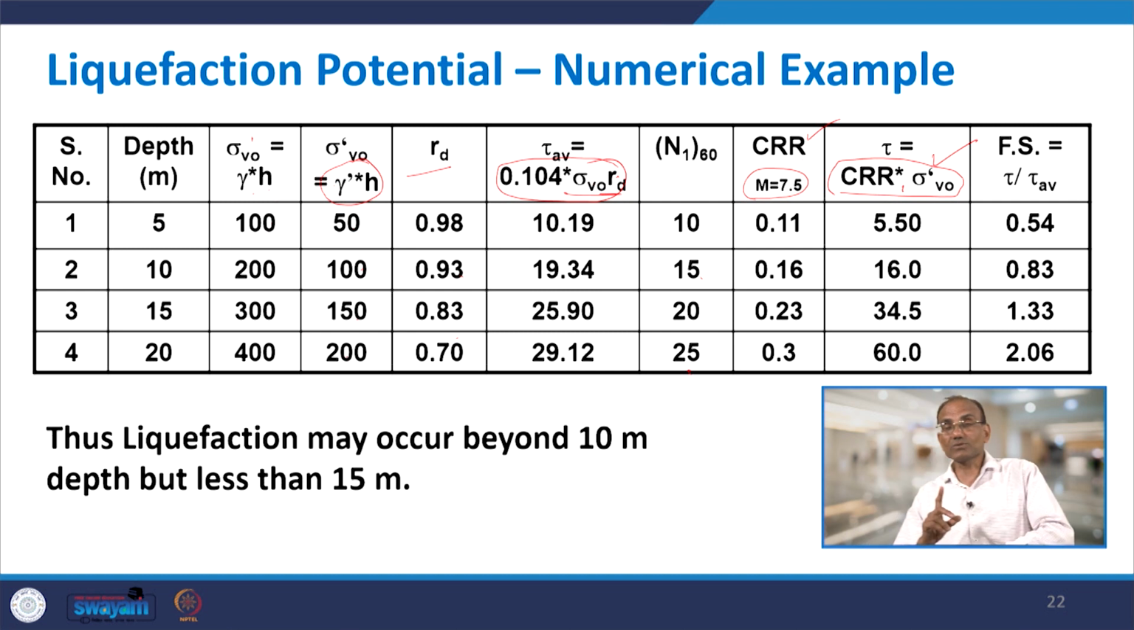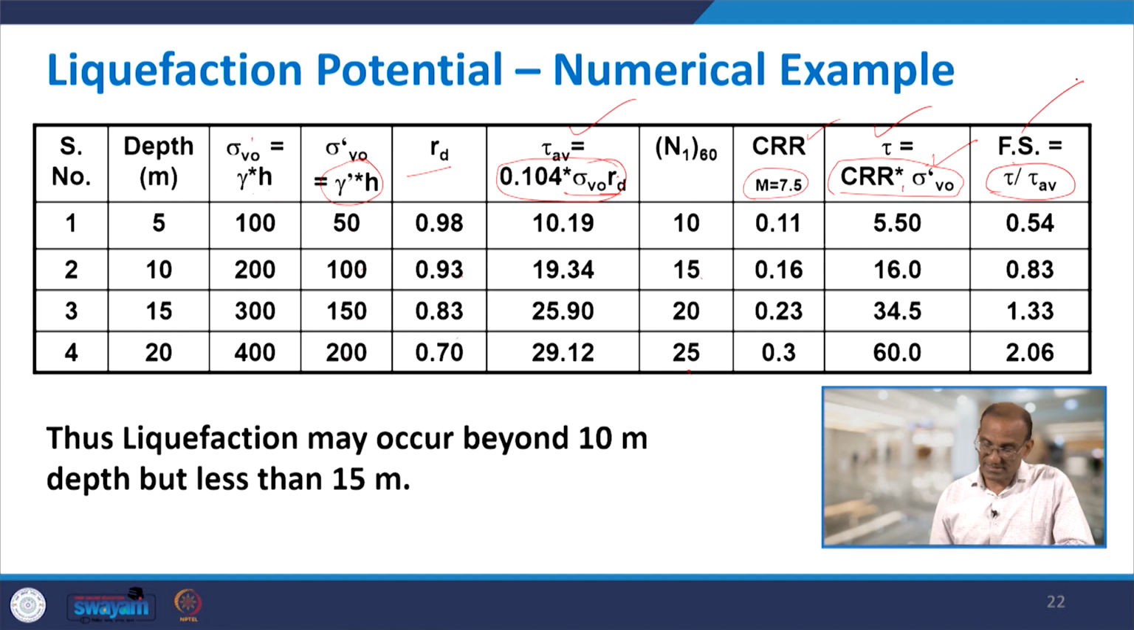At one place it is total. When you calculate the cyclic shear stresses caused inside the soil due to earthquake loading, then total overburden pressure will be used. But when you find the shear stress required to cause liquefaction, then you will calculate using effective overburden pressure. So, ultimately you have calculated this column and this column. The ratio of these two will give you the factor of safety against liquefaction, because this column gives you the resistance. So, tau divided by tau average gives the factor of safety.